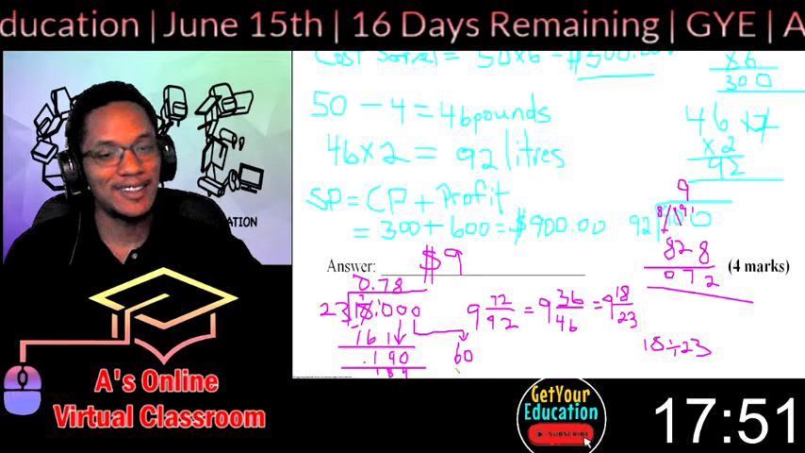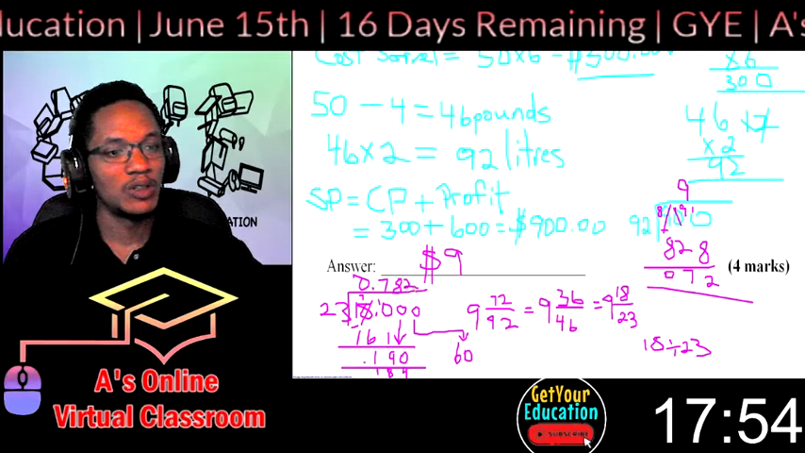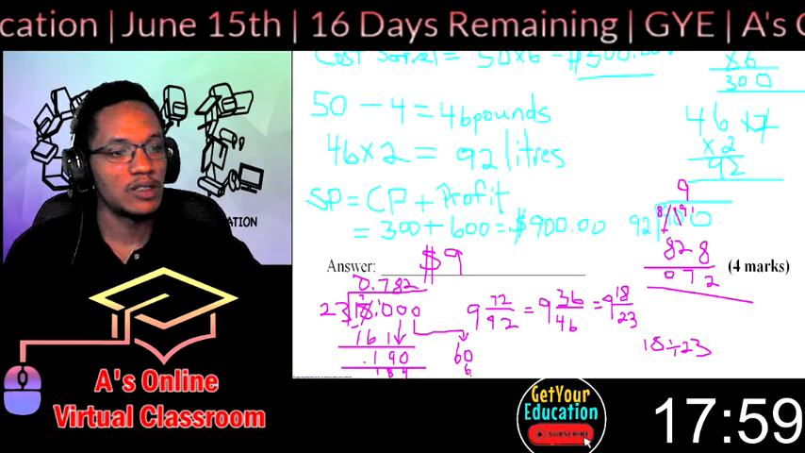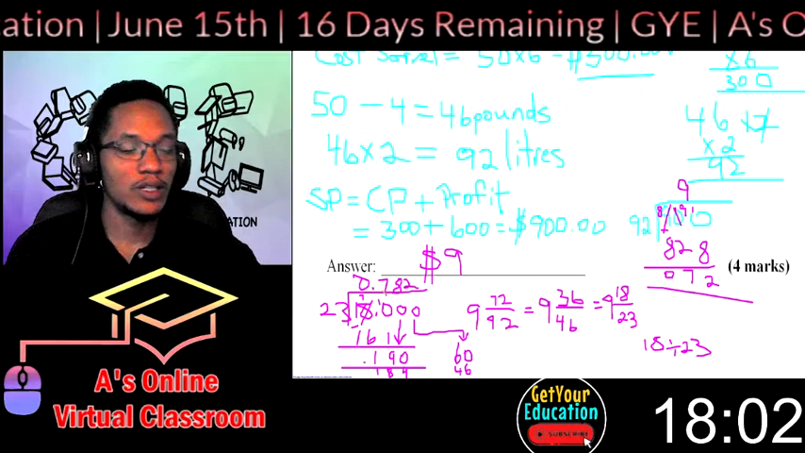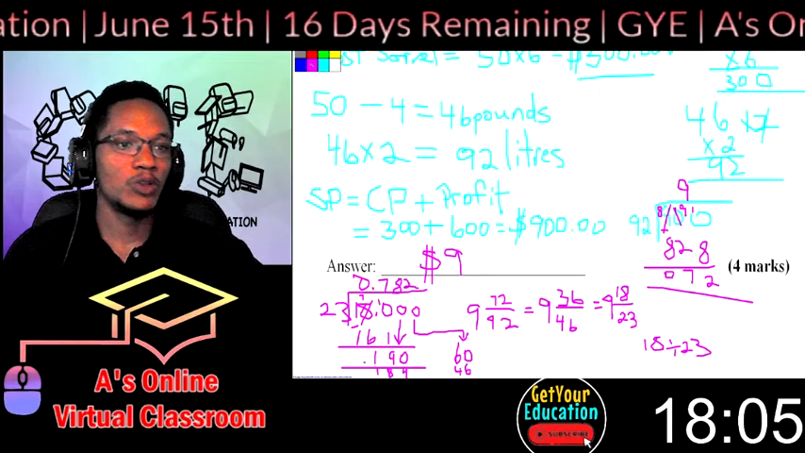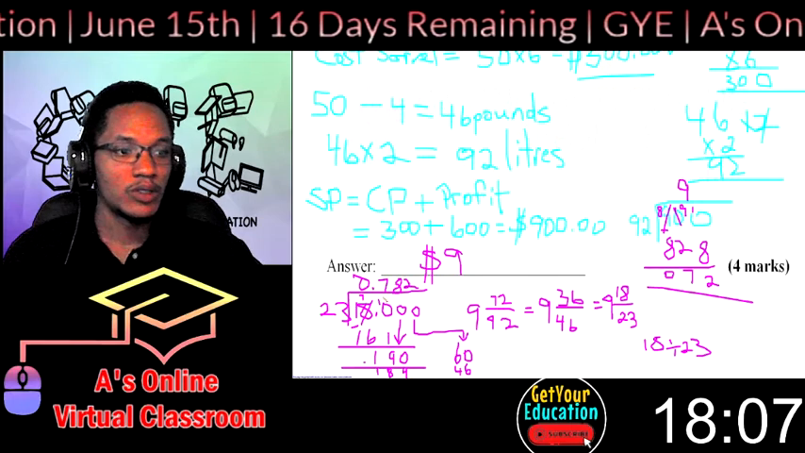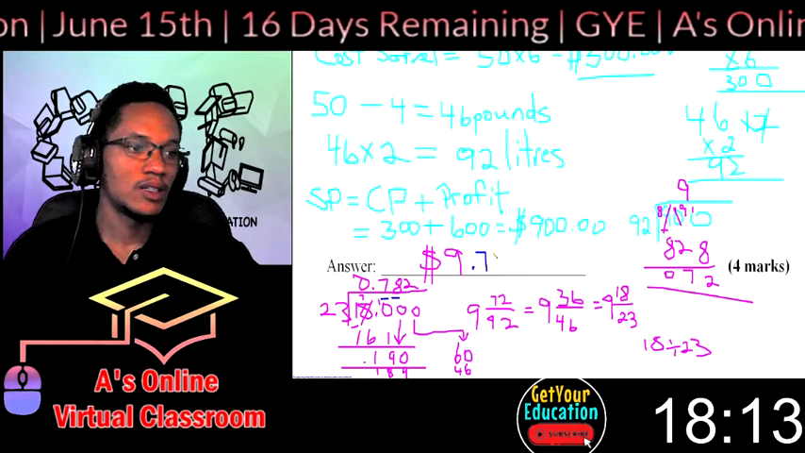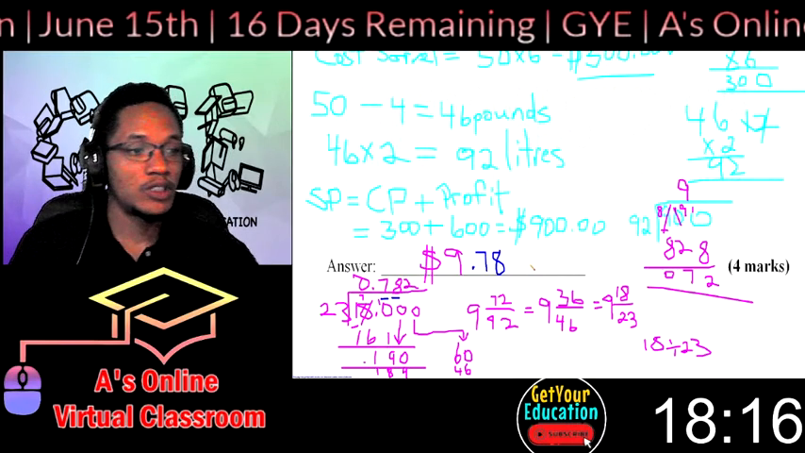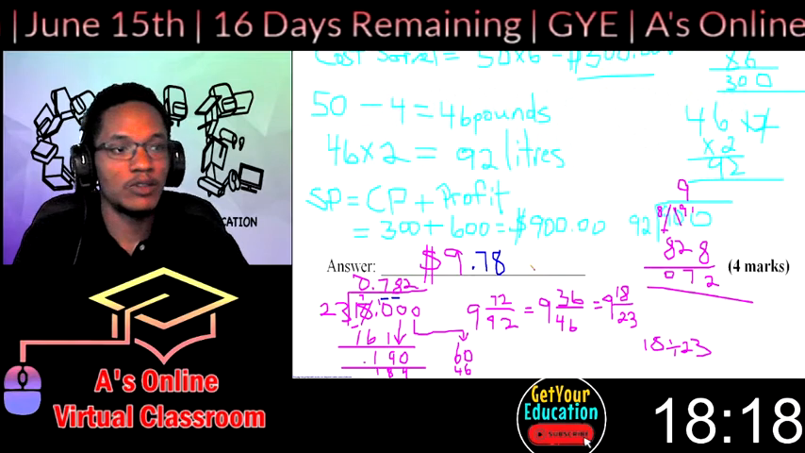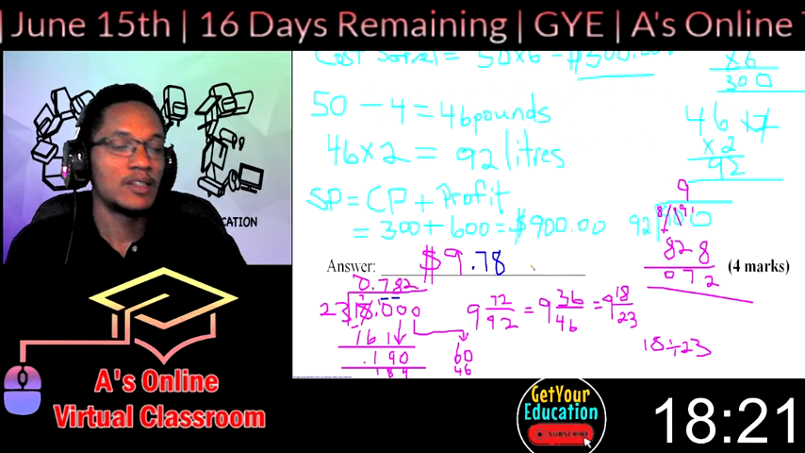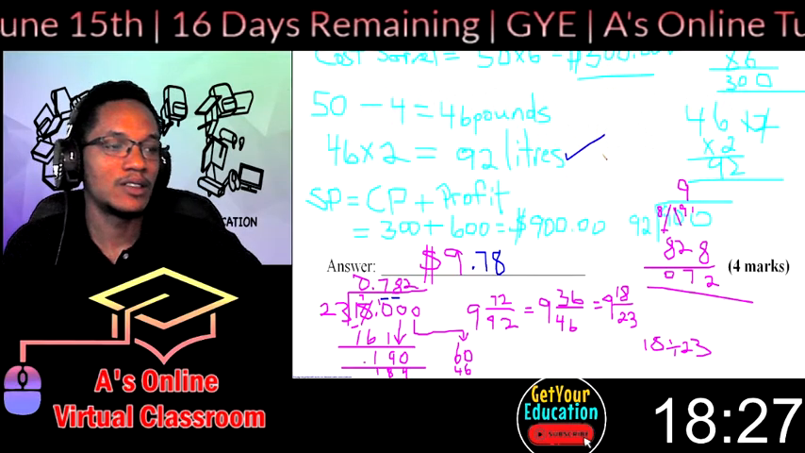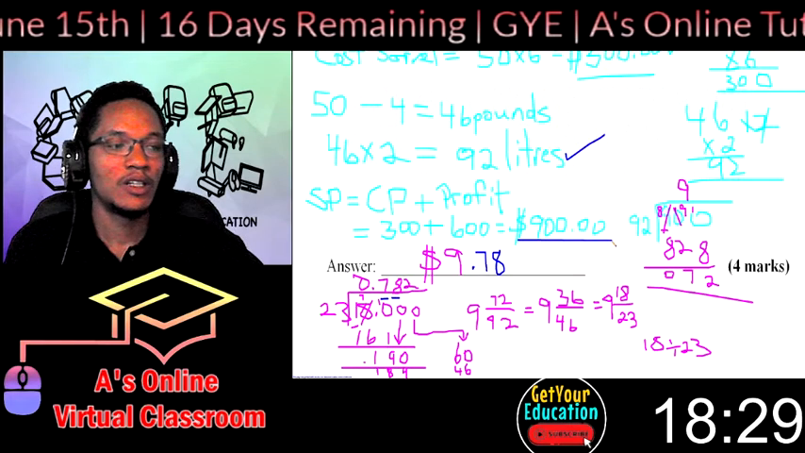So we say 23 into 60. 2 3s are 6, 2 2s are 4. So at this point we can stop because we really only want 2 decimal places to get our cents. So that is 0.78. So if she sells each liter of sorrel for $9.78, seeing that she has 92 liters, by the time she finishes she will get $900 in total.